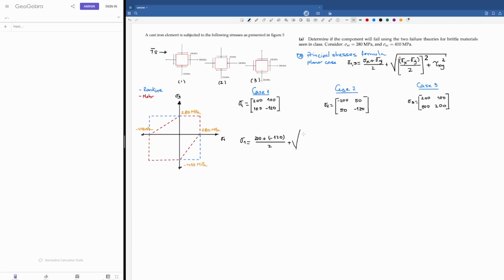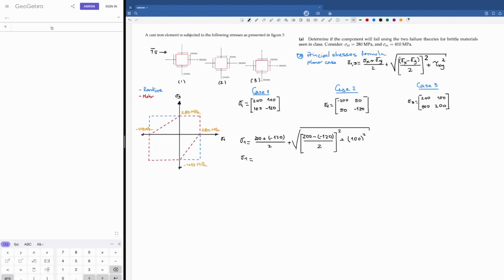Plus square root of 200 minus 120 divided by 2, and this is going to be squared. Like this. Square plus this one here. But let me substitute it. We're talking the first case. The first case is 100 here. How much is this one? Let's go to the calculator. I'm missing things here. There's plus minus. This plus minus will give you the two extremes of the principal stresses. Apologies for that.